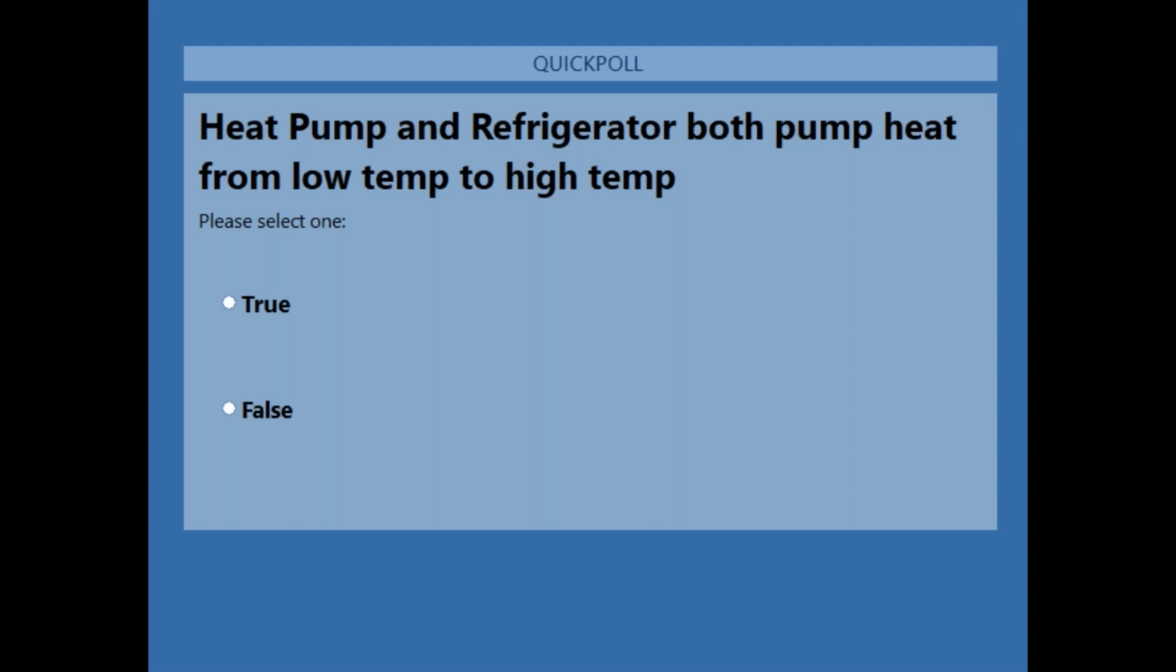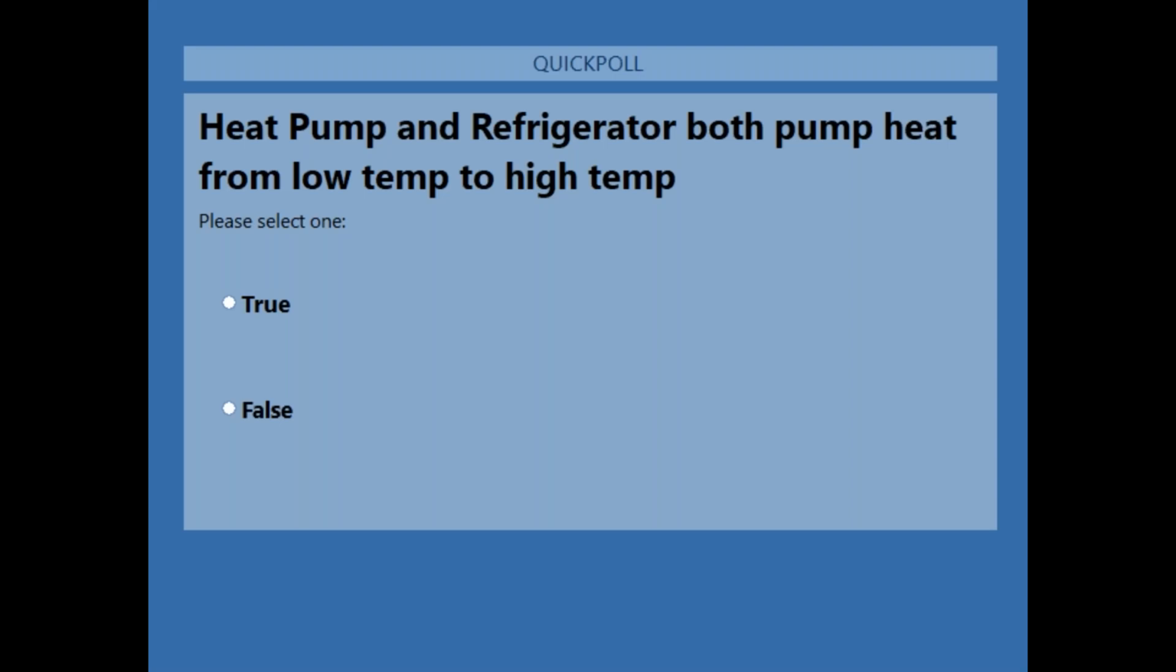So please note, both in the heat pump as well as in the refrigerator, we are pumping the heat from a lower temperature to higher temperature. Then what is the difference? The difference is, in the refrigerator, we are interested in the cooling effect. In the heat pump, we are interested in heating the room, the heating effect.